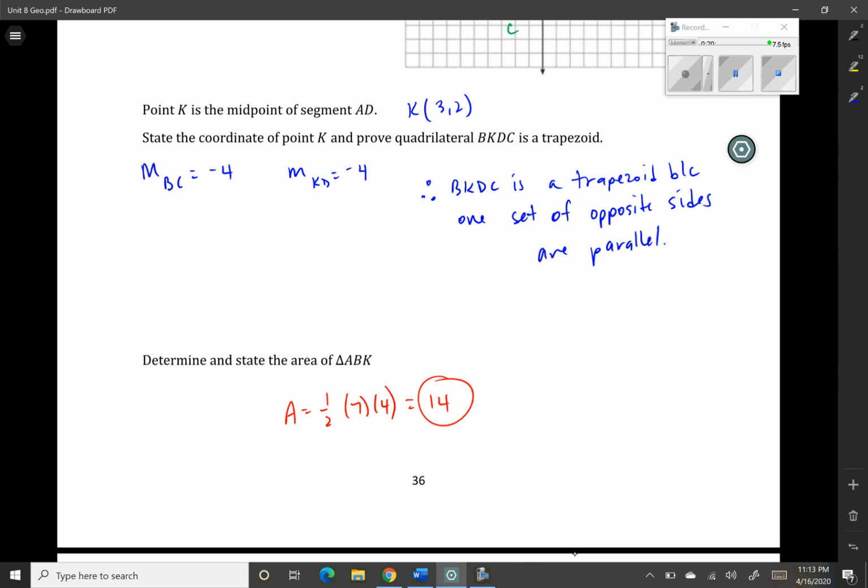This one problem is putting together a lot of different things. It's having us prove something's a parallelogram. It's having us find the coordinate of a midpoint. It's having us find more slopes so we could prove it's a trapezoid. And then it's eventually even asking us to find the area of a shape on the coordinate plane. Basically putting everything we've done since lesson 1 together.